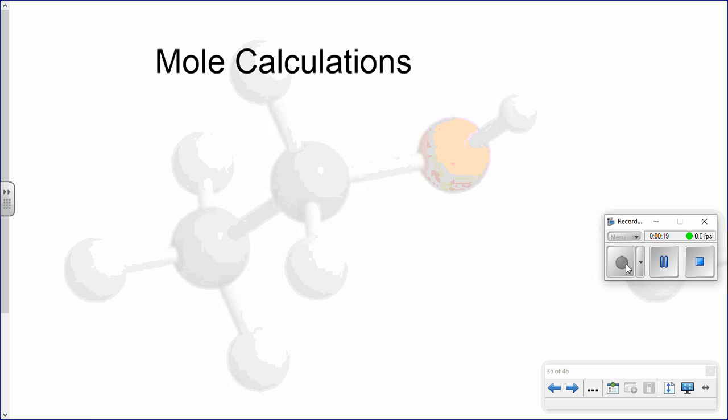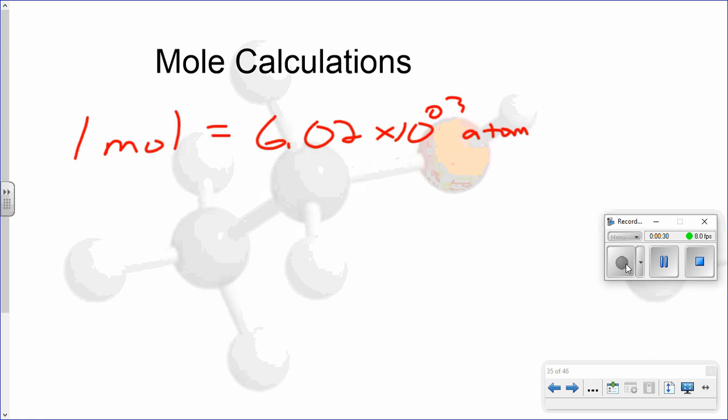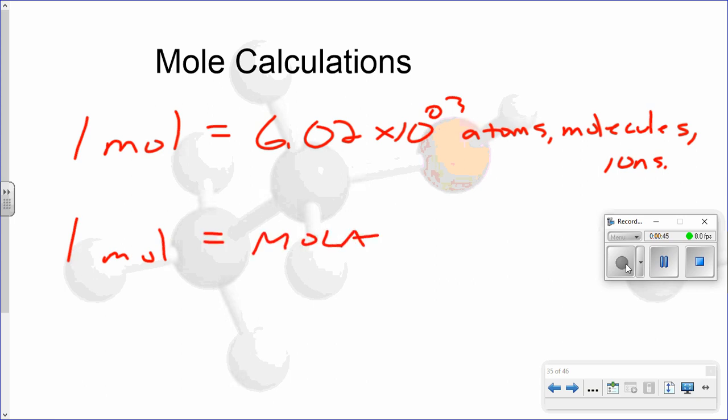We did a lot of talking about conversion factors last chapter with the metric conversions. So don't forget, 1 mole of anything has 6.02 times 10 to the 23rd particles. Those particles could be atoms, molecules, or ions. Any one of those. Now, 1 mole of any substance has 6.02 times 10 to the 23rd, but that has a mass. We call that the molar mass. If you remember, the molar mass is grams per mole.